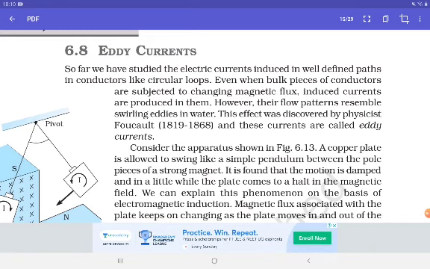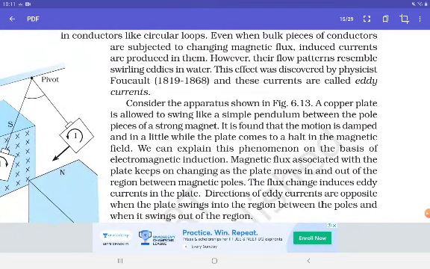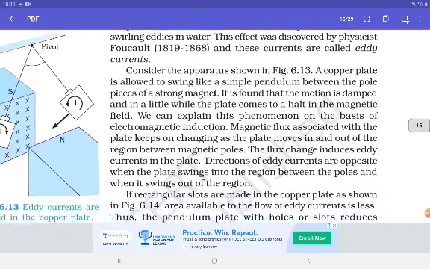Consider the apparatus as shown in the figure. A copper plate is allowed to swing like a simple pendulum between the pole pieces of a strong magnet. It is found that the motion is damped, and in a little while the plate comes to a halt in the magnetic field. We can explain this phenomenon on the basis of electromagnetic induction. Magnetic flux associated with the plate keeps on changing as the plate moves in and out of the region between the magnetic poles. The flux change induces eddy currents in the plate. Directions of eddy currents are opposite when the plate swings into the region between the poles and when it swings out of the region.